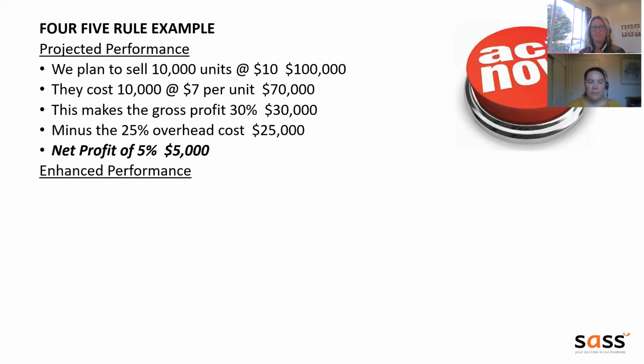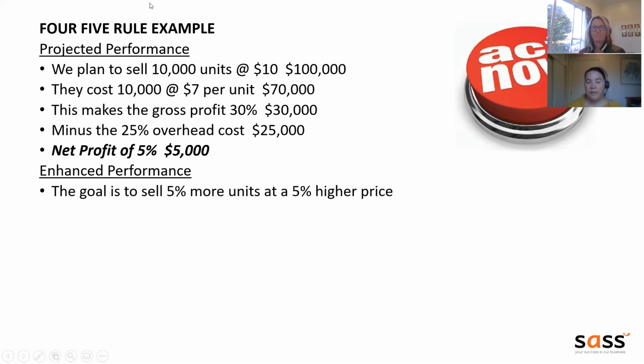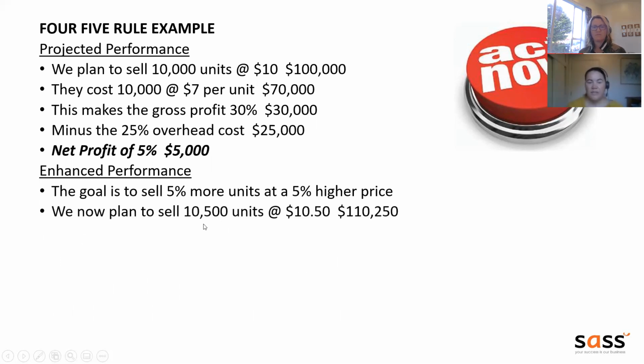So by implementing that rule that we just talked about, the goal is to sell 5% more units at a 5% higher price. So we're going to sell 10,500 units. So only 500 units more. And we're going to increase that price by $10.50. So instead of $100,000, we've now got $110,000. So not significant, is it? No, definitely not.